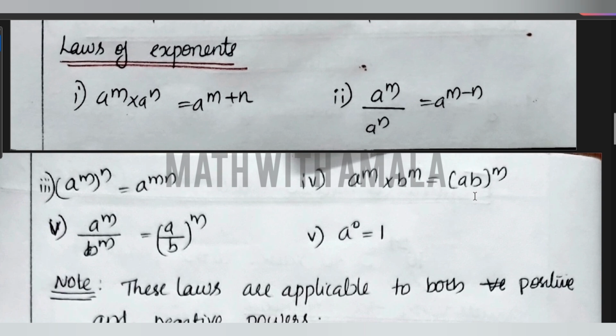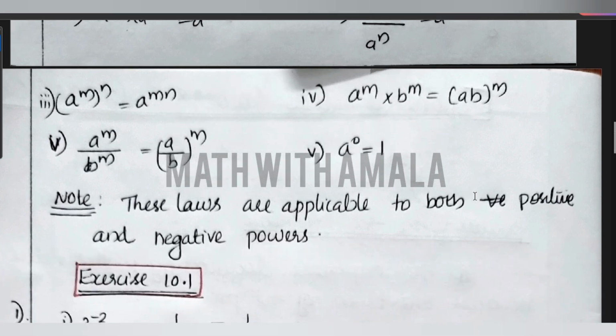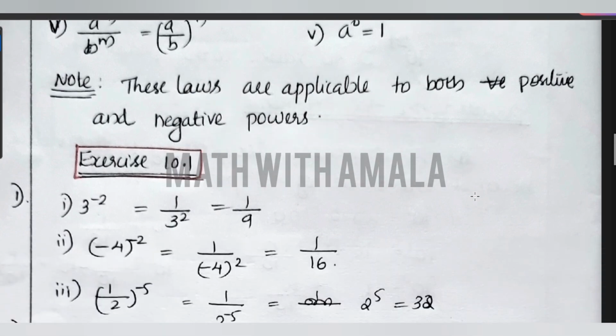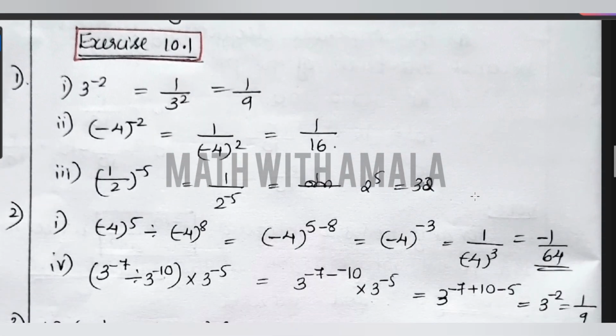Laws of exponents. There are some laws, and they are a raised to m into a raised to n is equal to a raised to m plus n, a raised to m by a raised to n is equal to a raised to m minus n. We have discussed all these things already in our previous classes, and you can reach a raised to 0 equal to 1. There is a note. These laws are applicable to both positive and negative powers. Yes, in the previous class we were discussing only the positive powers, and now you can apply them on negative powers also.